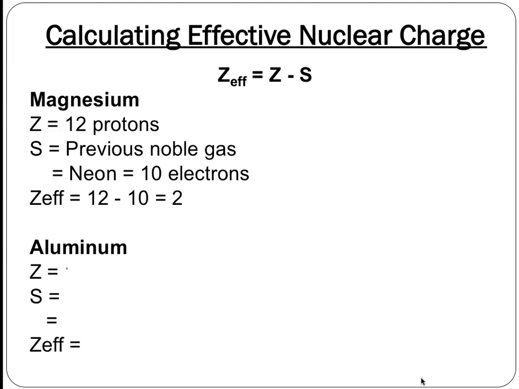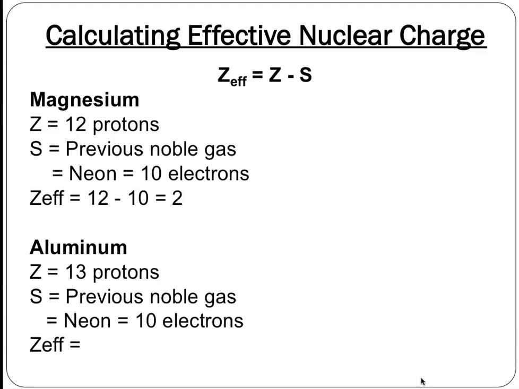It's the same as the Z effective. So yes, while there's a calculation we can do, the Z effective is also going to match what the possible charge could be. All right, aluminum, again, 13 protons. Again, its previous noble gas is neon, or 10 electrons. And then we do our calculation, 13 minus 10.